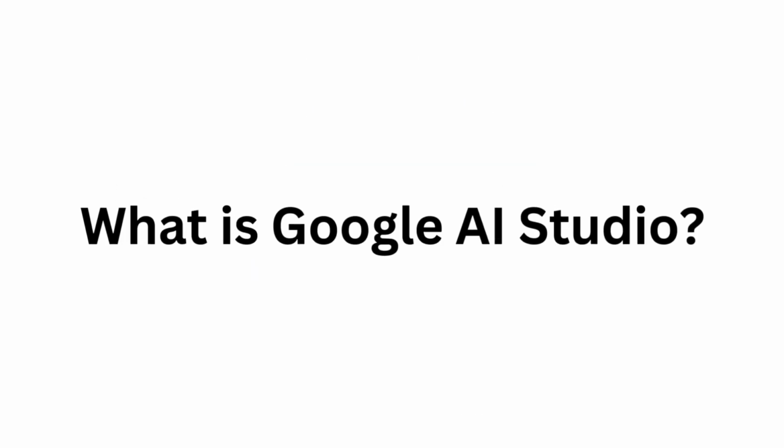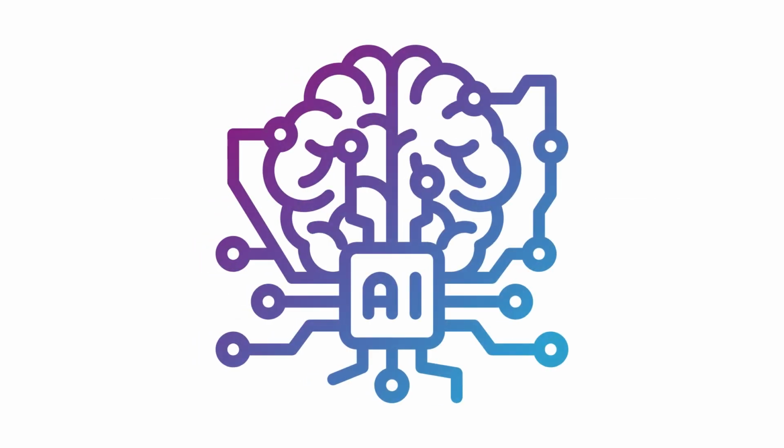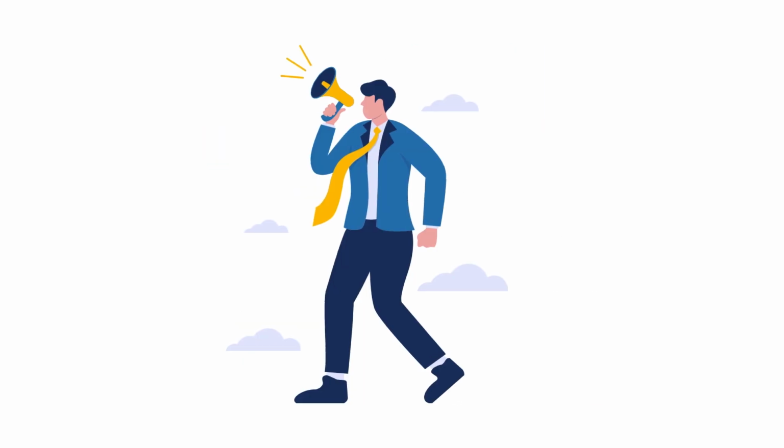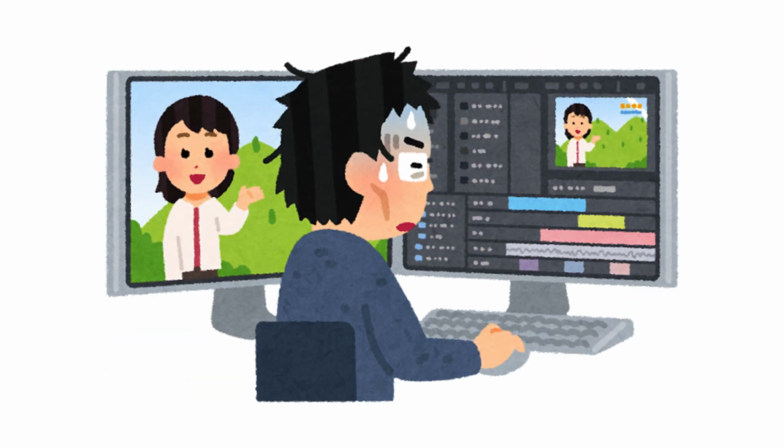What is Google AI Studio? Google AI Studio is a powerful web-based platform by Google that allows you to create AI-generated content, including videos, animations, and images, using simple prompts and tools. It's designed for creators, marketers, educators, and anyone who wants to bring their ideas to life quickly without needing advanced video editing skills.